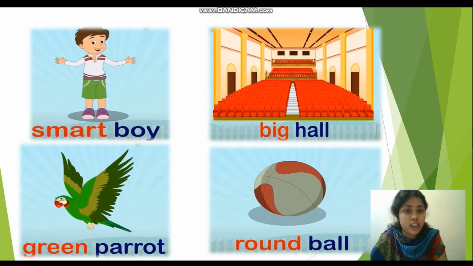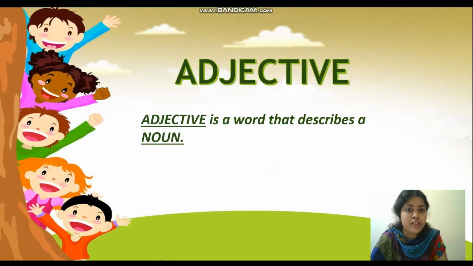So children, here the words in blue, those are boy, hall, parrot and ball. All are nouns. And the words in red, smart, big, green and round are all describing words. And what are they describing? Yes, they are describing the nouns. This means an adjective is a word that describes a noun.